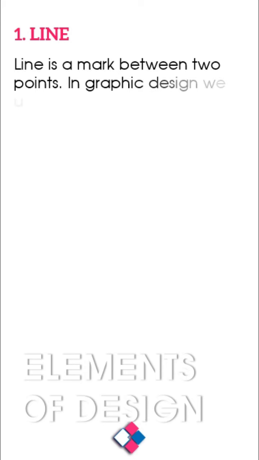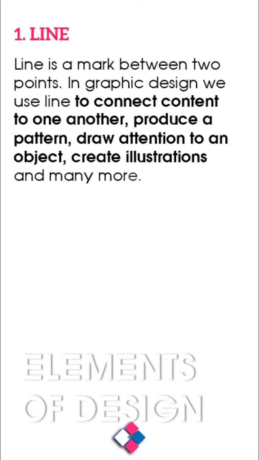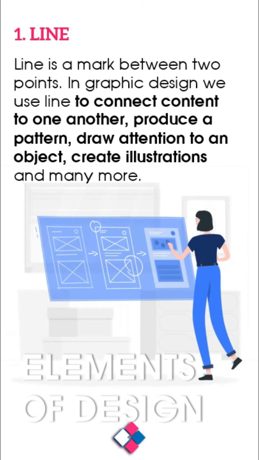Number one, line. We all know line. We have always been conversant with lines. We know about short dashes, long dashes, all those different kinds of lines that we have. Now, line is a mark between 2 points. In graphic design, we use line to connect content to one another, produce a pattern, draw attention to an object, create illustrations, and many more. So there are different kinds of things you can use your line for. By underlining a word alone, attention can be drawn to a particular statement. So that is one of the elements of design that we use.